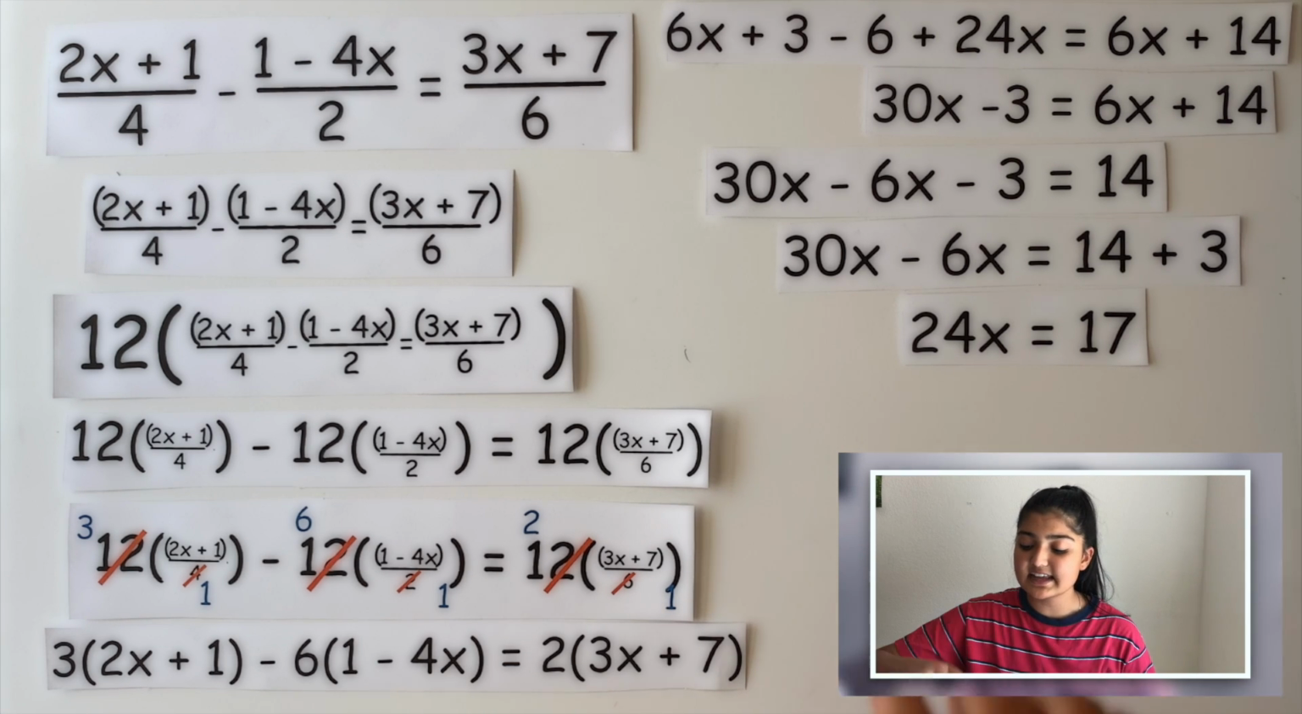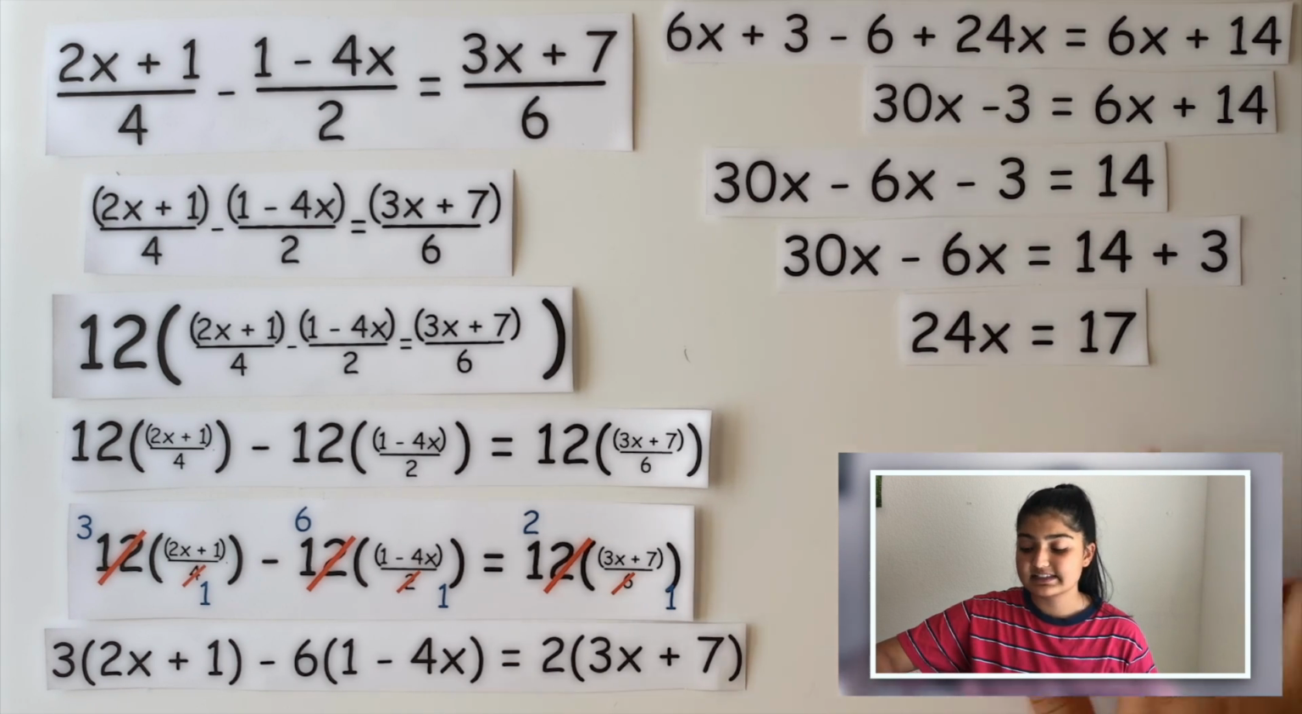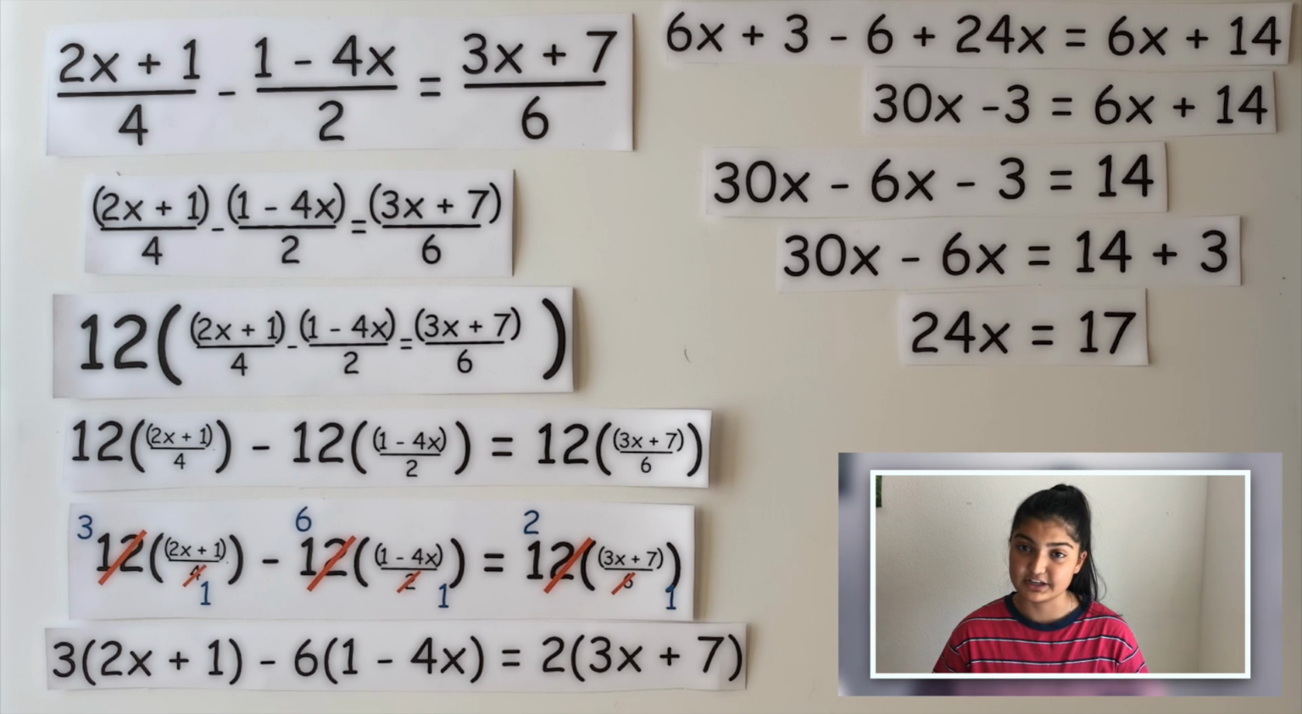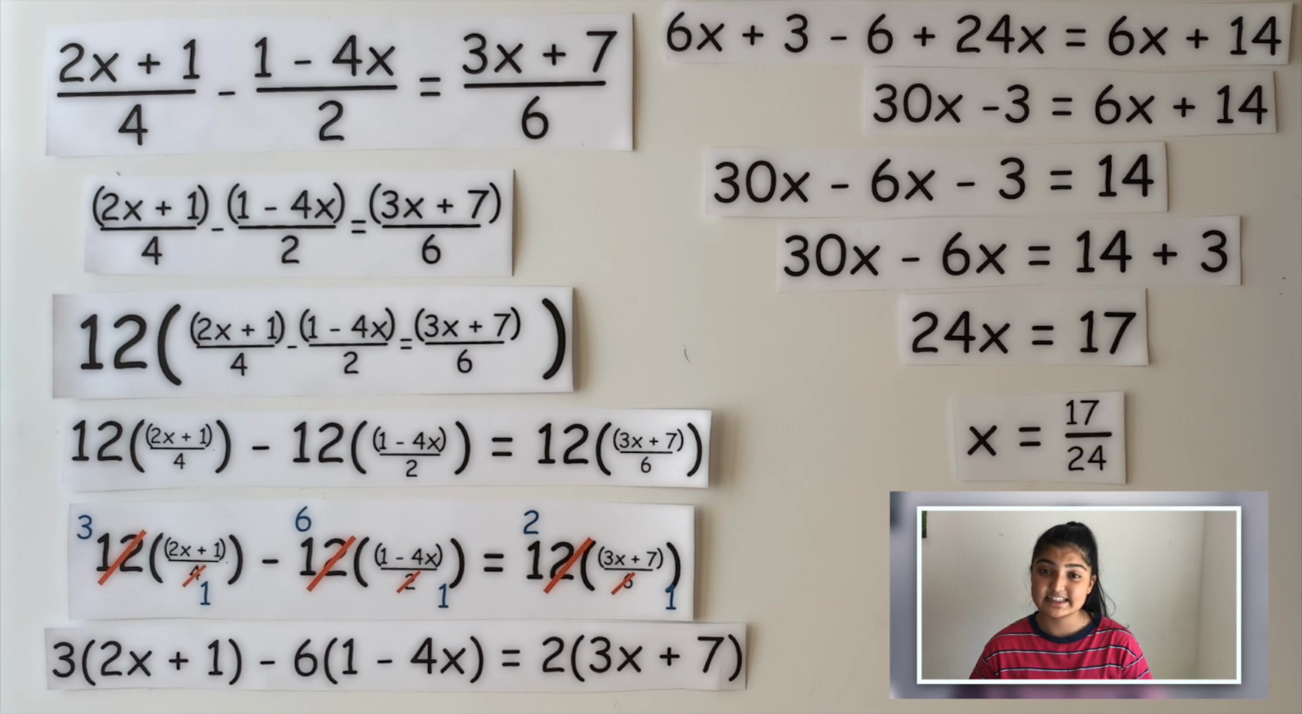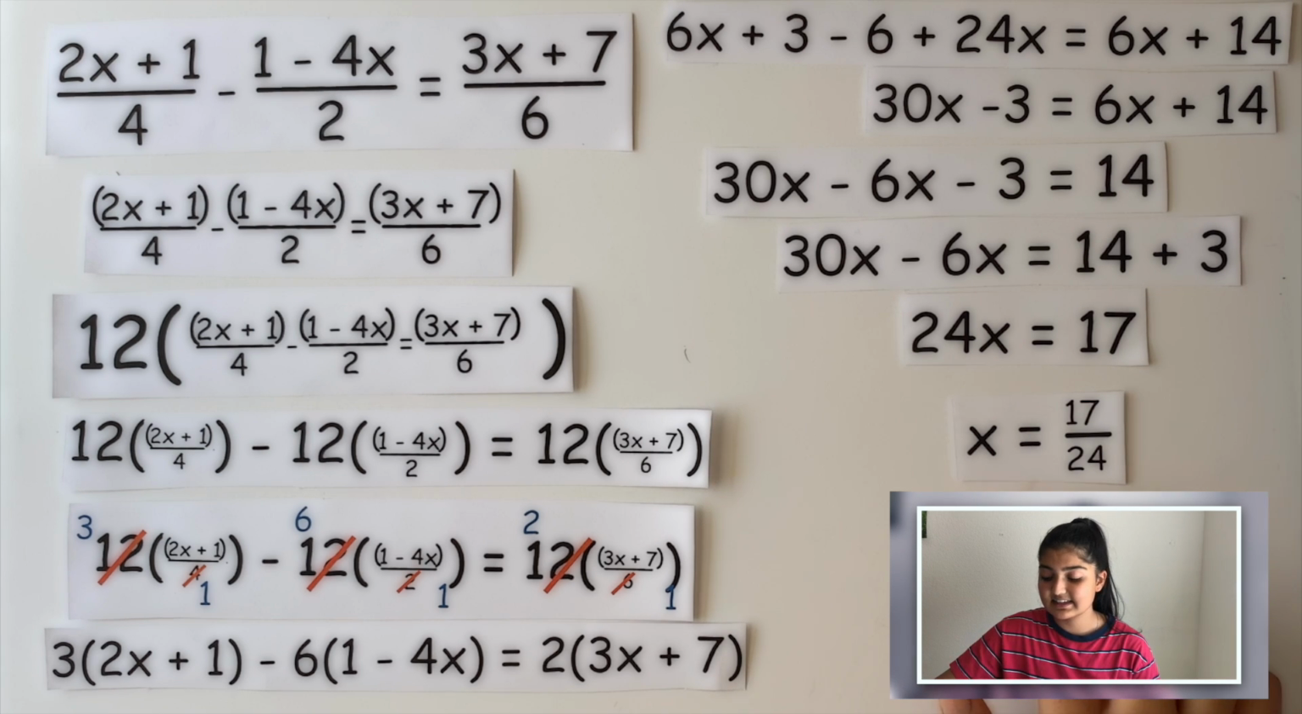Finally, let's take 24 to the other side of the equation. This gives us a solution of x is equal to 17 over 24. Now let's look at a second example.